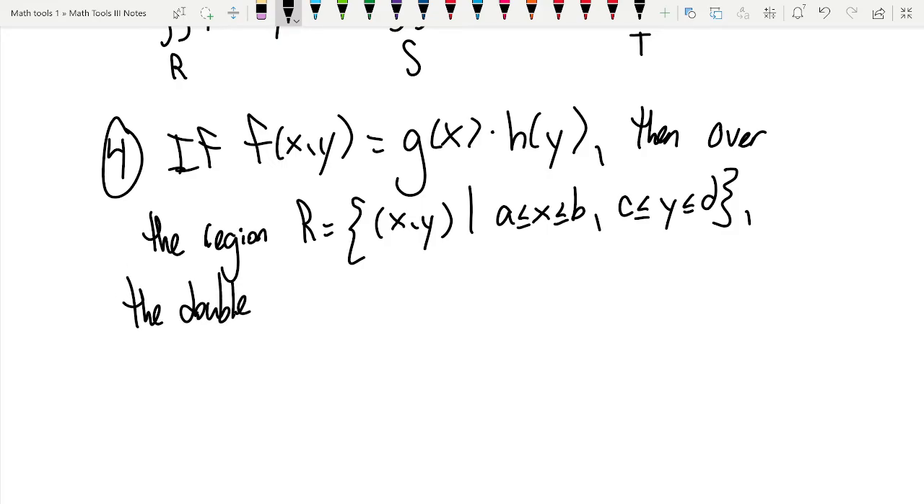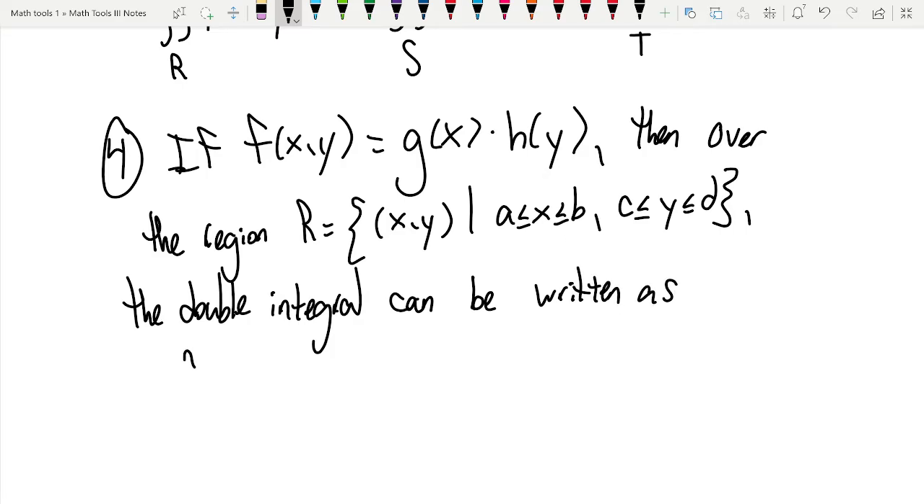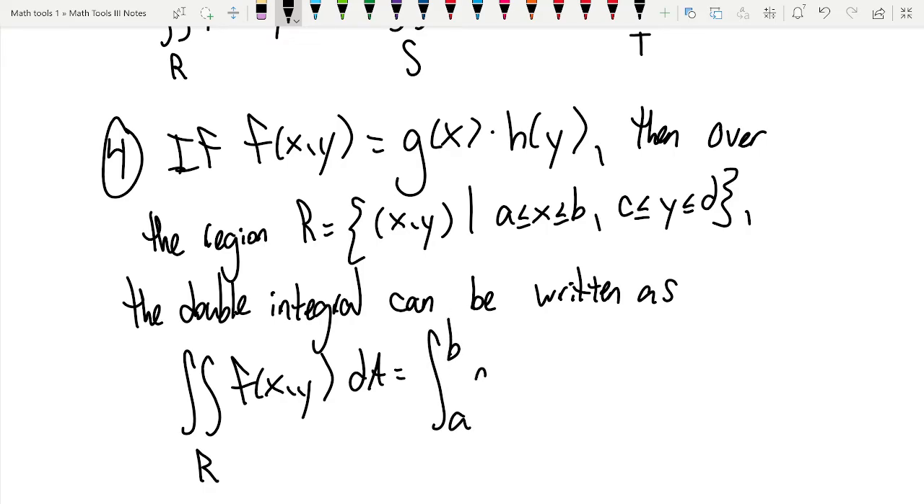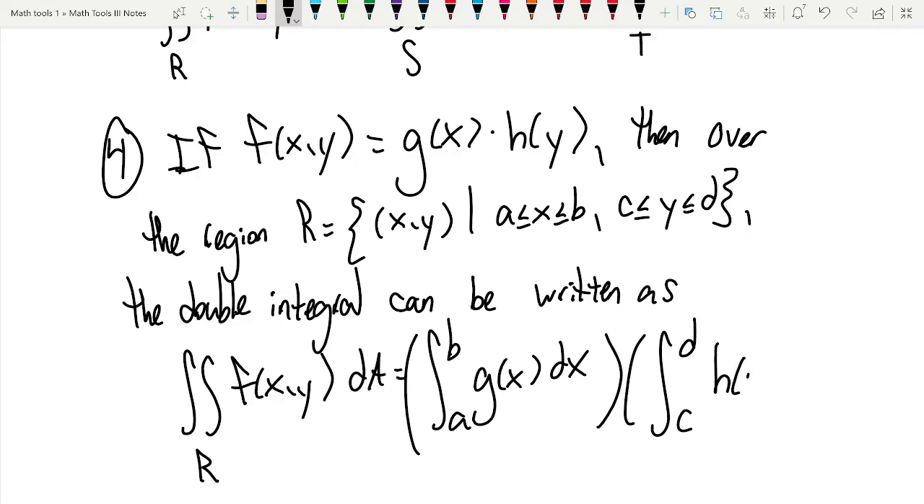The double integral of f(x,y) dA over R can be written as equal to the product of the integral from a to b of g(x) dx and the integral from c to d of h(y) dy. Okay. This is an interesting property for a few reasons.